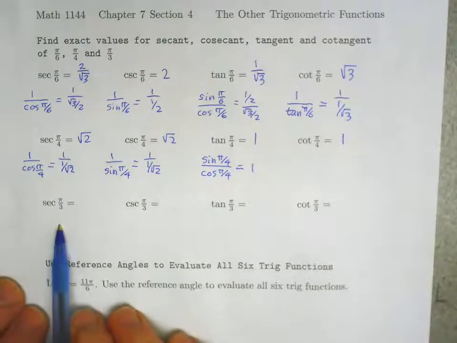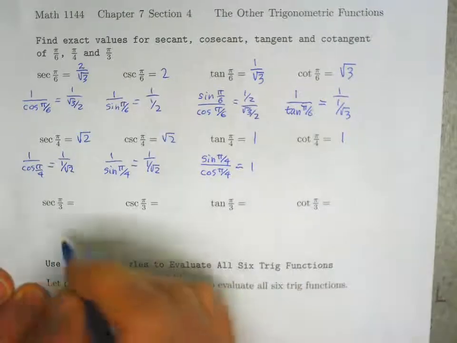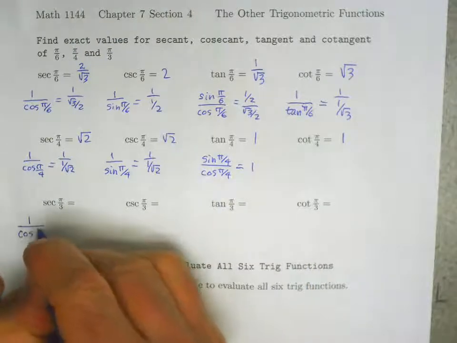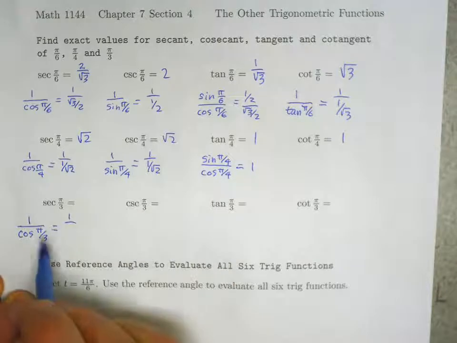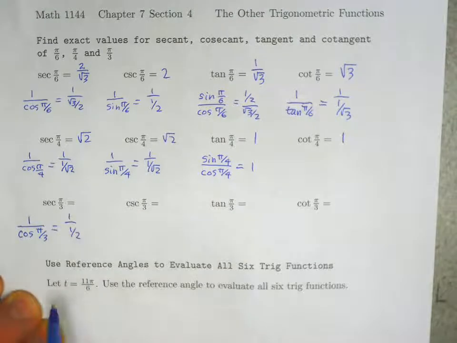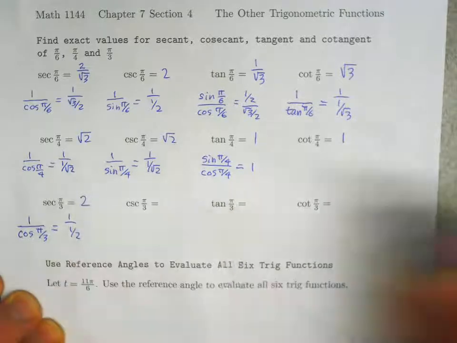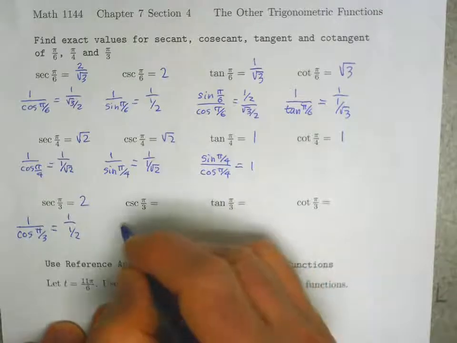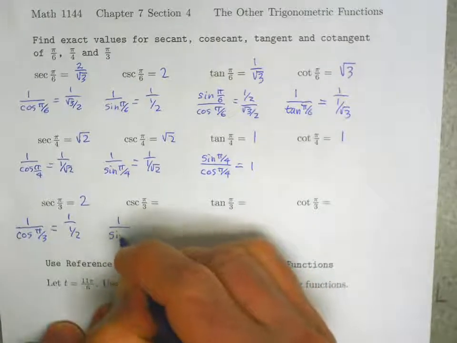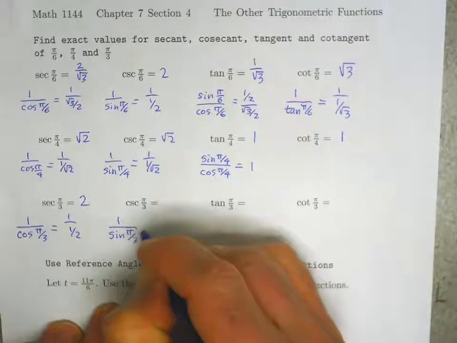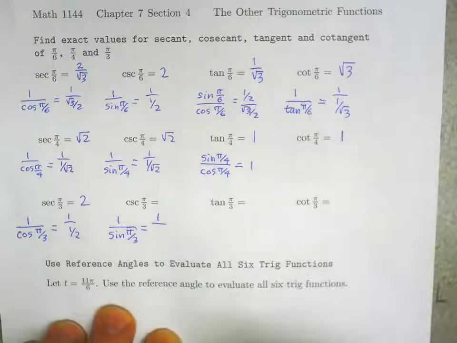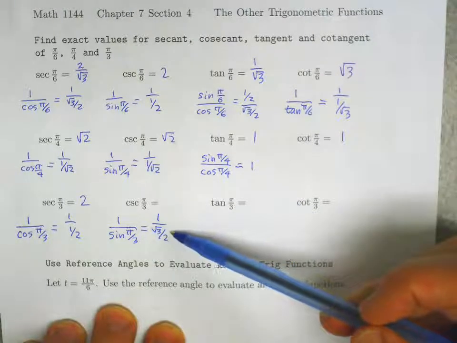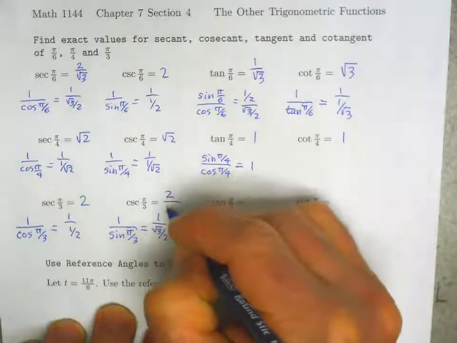Okay, secant of pi over 3. Well, that's the same as 1 over cosine of pi over 3. Cosine of pi over 3 is 1/2, and 1 divided by 1/2 is equal to 2. The cosecant of pi over 3, that's 1 over sine of pi over 3. Sine of pi over 3 is the square root of 3 over 2. And so 1 divided by the square root of 3 over 2 is 2 divided by the square root of 3.